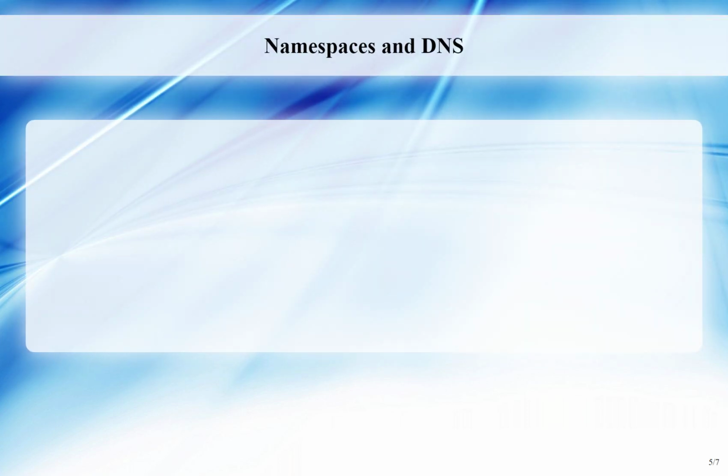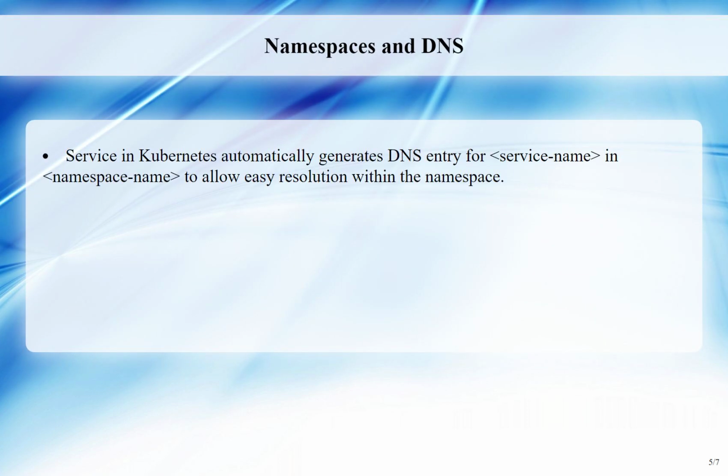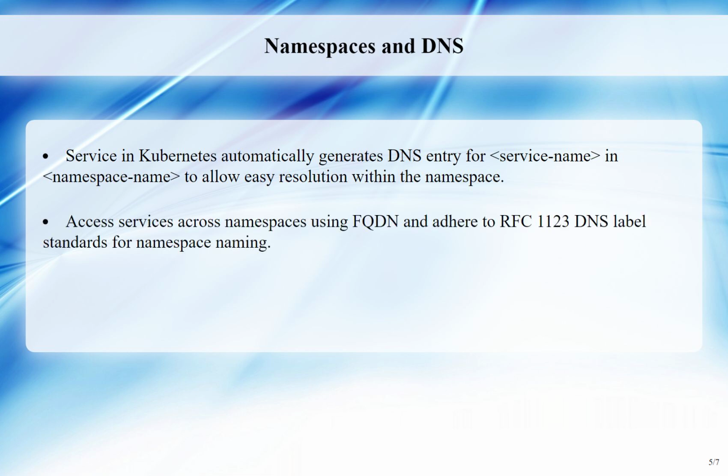Namespaces. When creating a service in Kubernetes, it automatically generates a corresponding DNS entry in the form of service-name.namespace-name.svc.cluster.local. This allows containers to easily resolve the service within the same namespace. However, if you need to access services across namespaces, you must use the fully qualified domain name, FQDN.